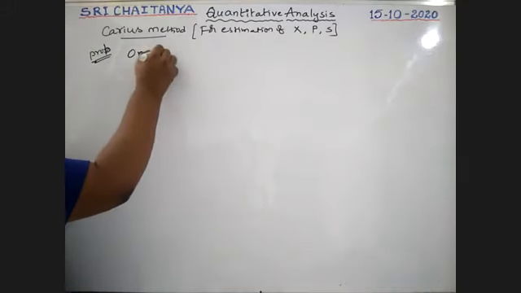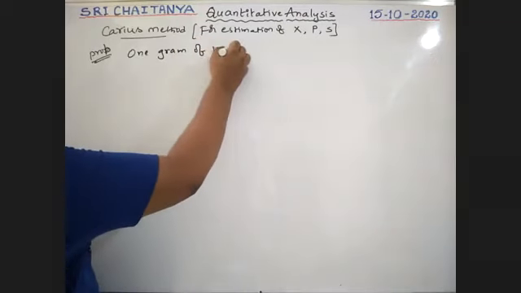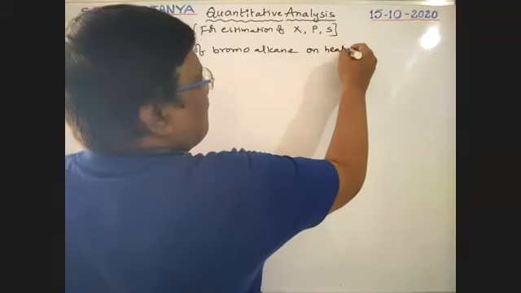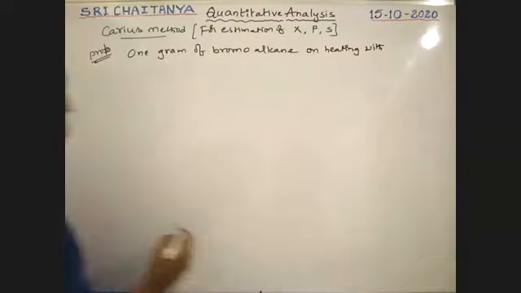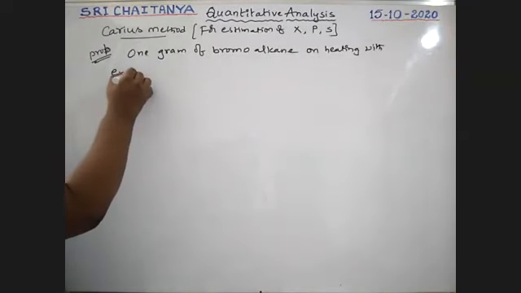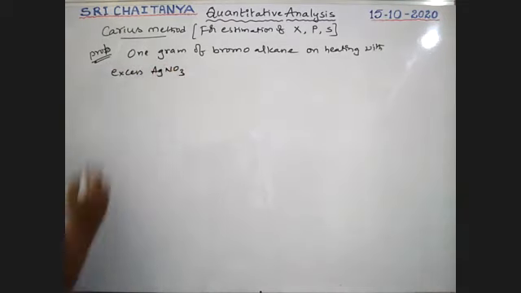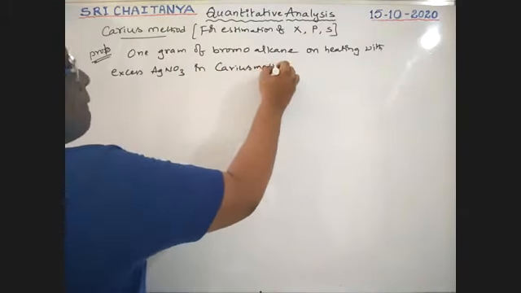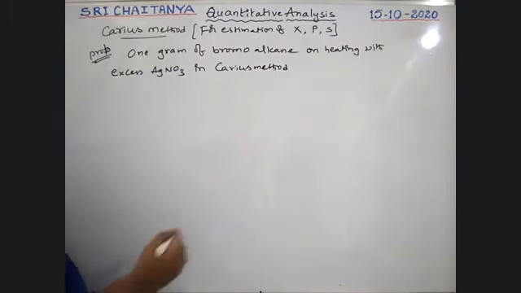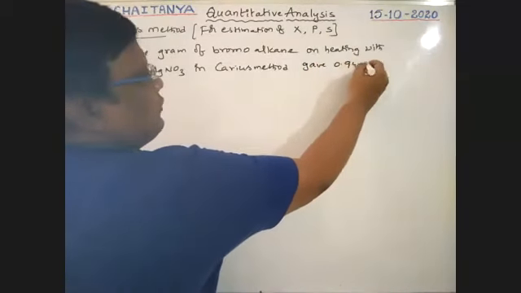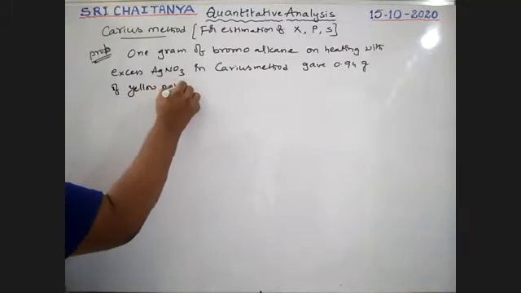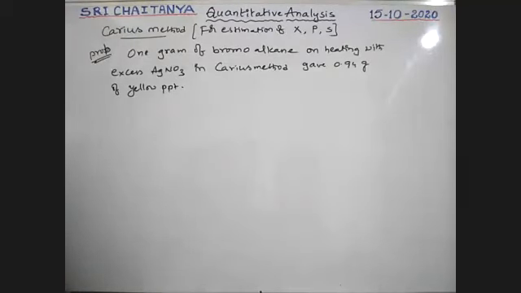1 gram of bromoalkane, on heating with excess silver nitrate in Carius method, gave 0.94 grams of yellow precipitate.